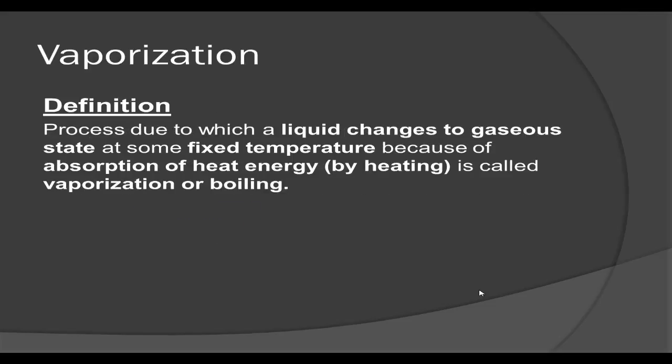Now, the next process which I want to talk about. So we looked at melting, and we looked at freezing. Both had to do with liquid and solid state changes. Melting was from solid to liquid, and freezing was from liquid to solid. And we also saw that melting happens at the melting point and freezing happens at the freezing point. All right. So now let us look at vaporization.